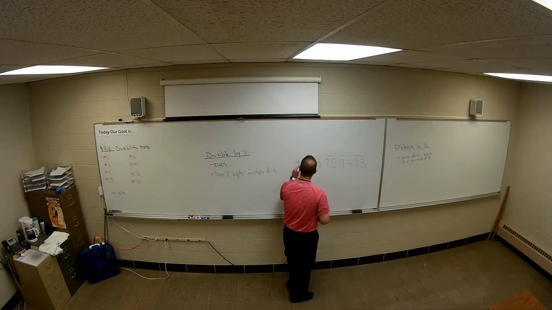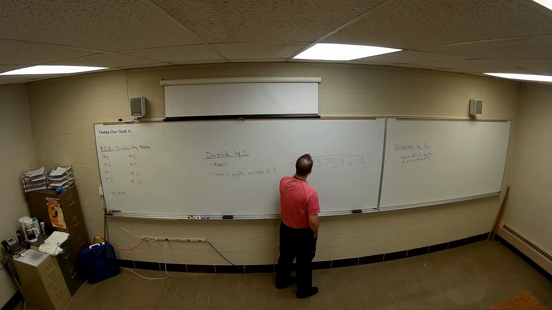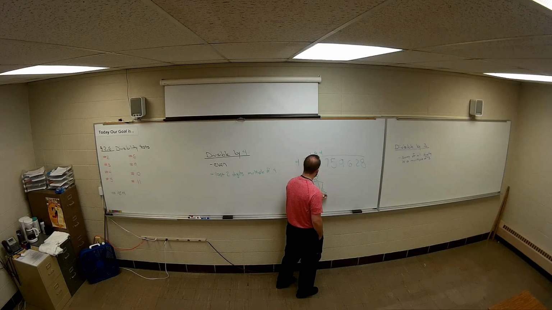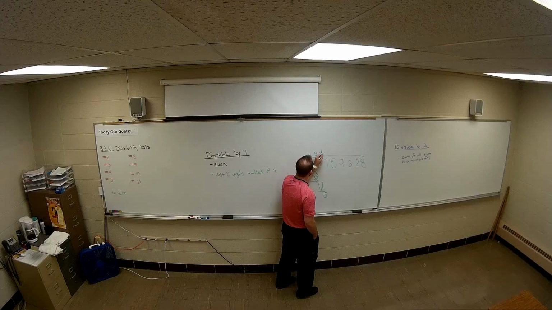4 goes into 7 exactly once. So that would be a 3. Bring down the next number, 33. 4 goes into 33 8 times, which is a 32, which leaves a 1. Bring down the 7. 4 goes into 17 4 times, which is a 16, which leaves a 1. Bring down the next number, which is 5. 4 goes into 15 3 times, which is 12.